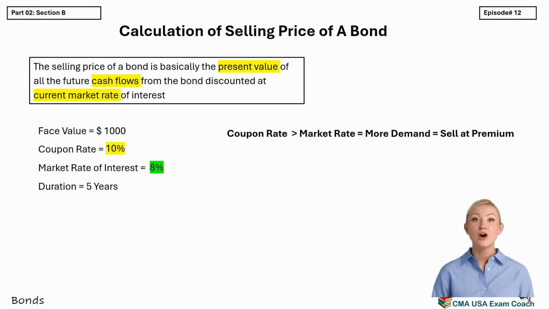So in this case, although the face value of the bond is $1,000, the company may be able to sell it at a higher price, like $1,050 or even $1,100. This is what we mean when we say the bond is being sold at a premium.